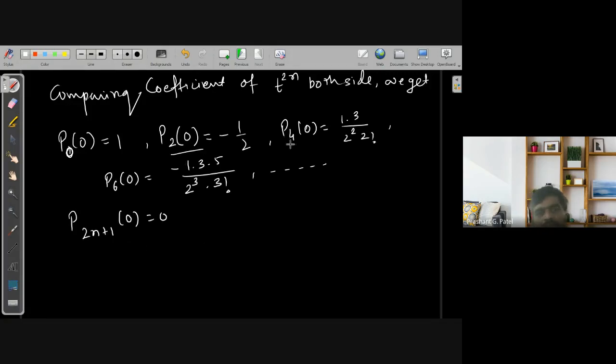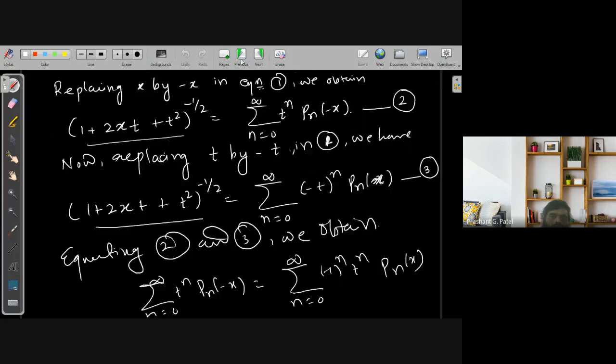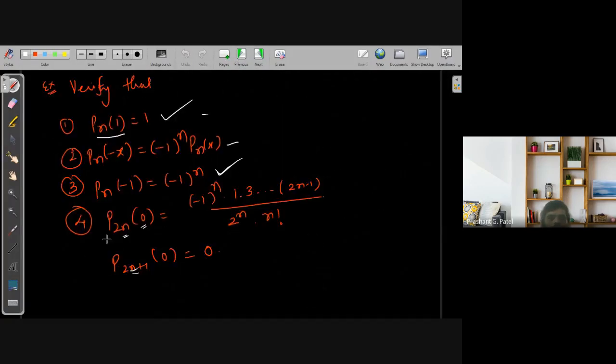And you can write down this p2, p4, p6 in a general term, that is pn at 0. Since it is an alternating sign, this is minus 1 raised to n, 1 into 3 up to 2n minus 1 upon 2 raised to n into n factorial. Sorry, not 2n minus 2, 2 raised to n. So both these quantities we have to prove, and we have proved that this is equal to minus 1 raised to n, and p2n plus 1 is 0.